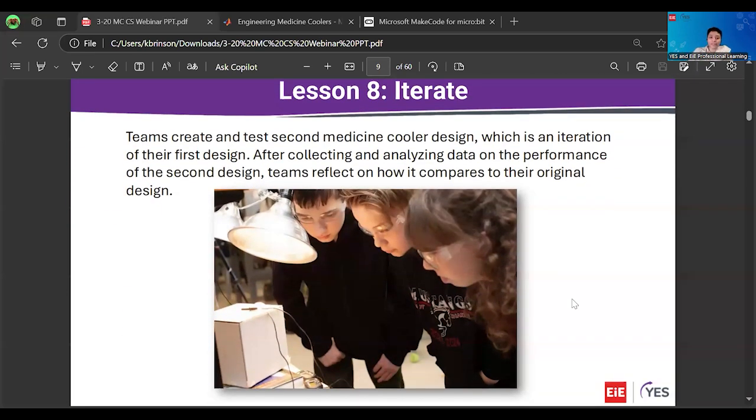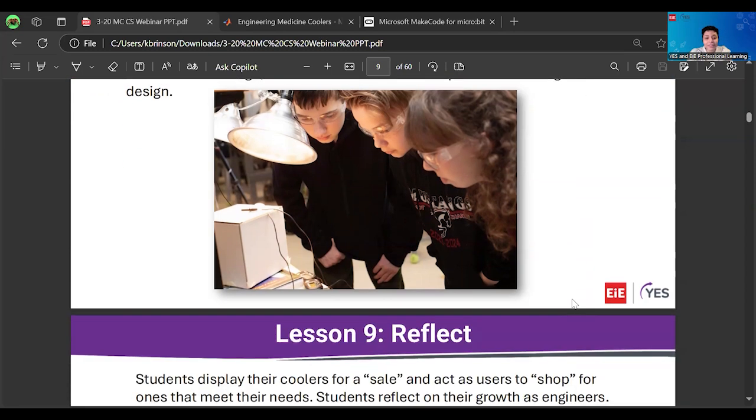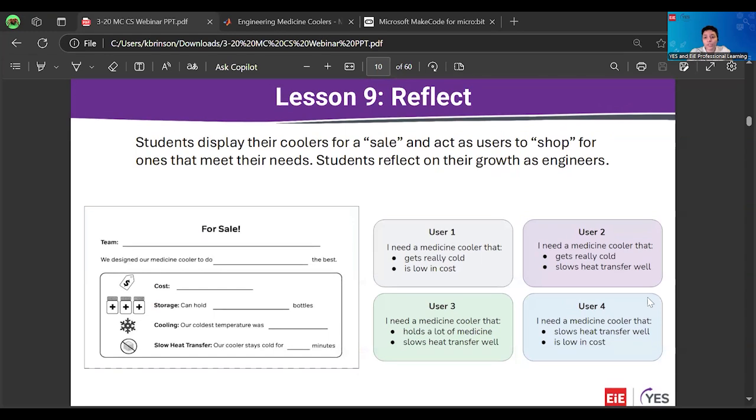They get to test a second medicine cooler design and test it again for 10 minutes under that heat lamp, recording the data every minute, every 60 seconds. So it is a very interesting process to watch. Students get pretty excited about how hot the outside of their box typically gets, and they compare that to their original design. And then in lesson 9, they actually get to pick which design they put up for sale.